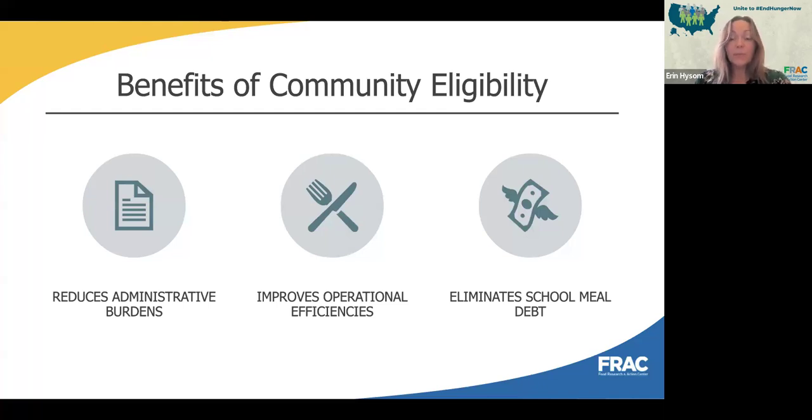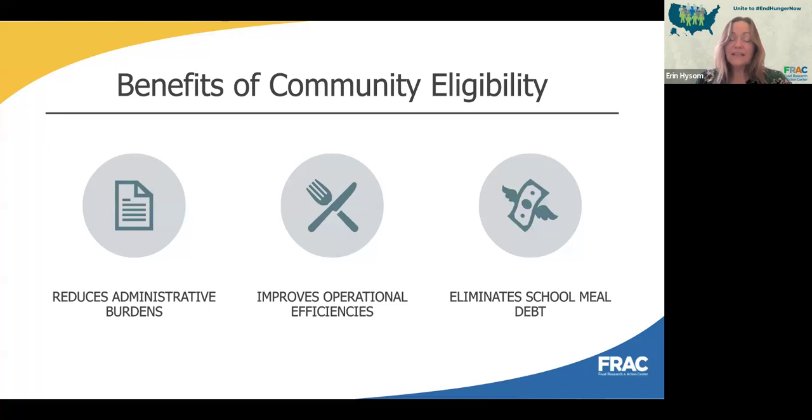CEP also improves operational efficiencies. Children are able to move through lunch lines faster, and schools are able to adopt innovative breakfast models that bring breakfast into the classroom and increase participation in the school breakfast program. And when you no longer charge for meals, you eliminate school meal debt.